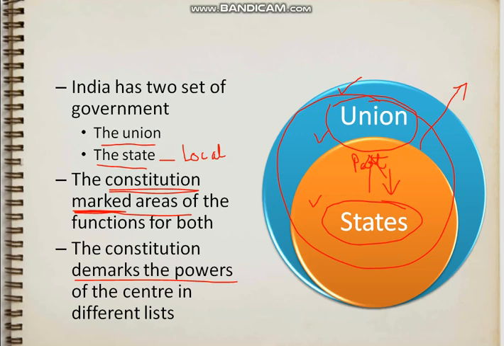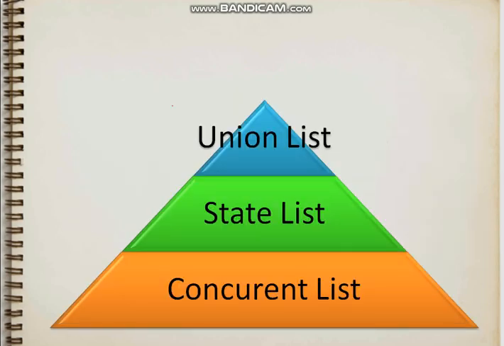See, the constitution demarks the powers of the center in different lists. There are basically three lists in which the constitution has demarcated the power of the center and the state government to make the working and the governance easier: union list, state list, and the concurrent list. Okay, let us revise this, you need to remember: union list, state list, and concurrent list. Now these are basically lists of subjects on which the laws can be framed.